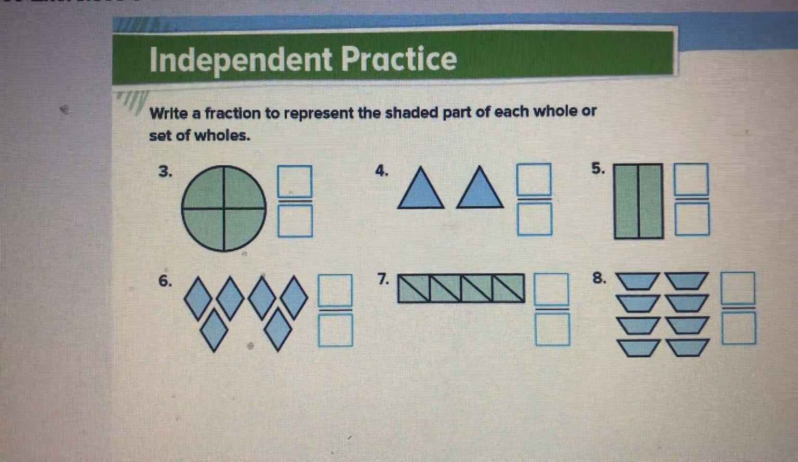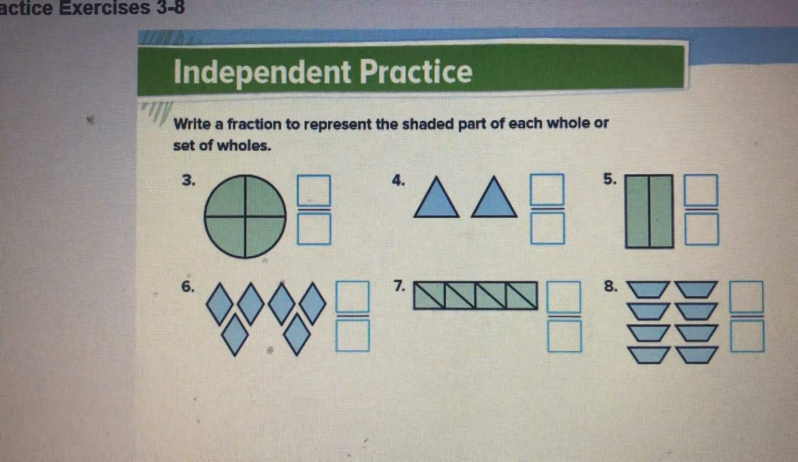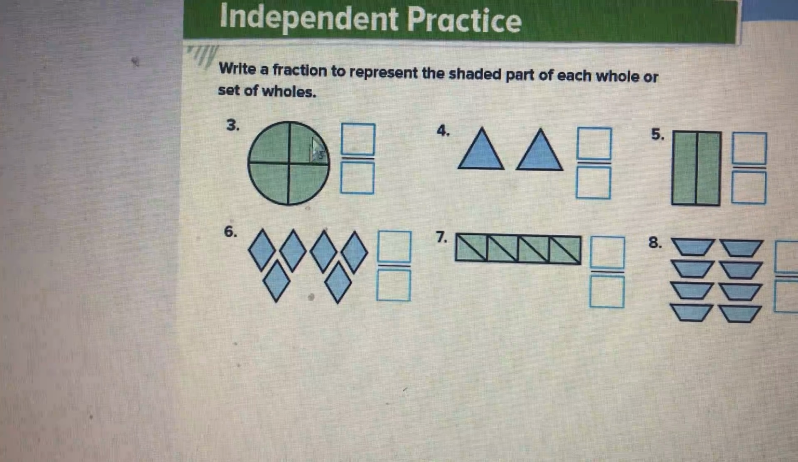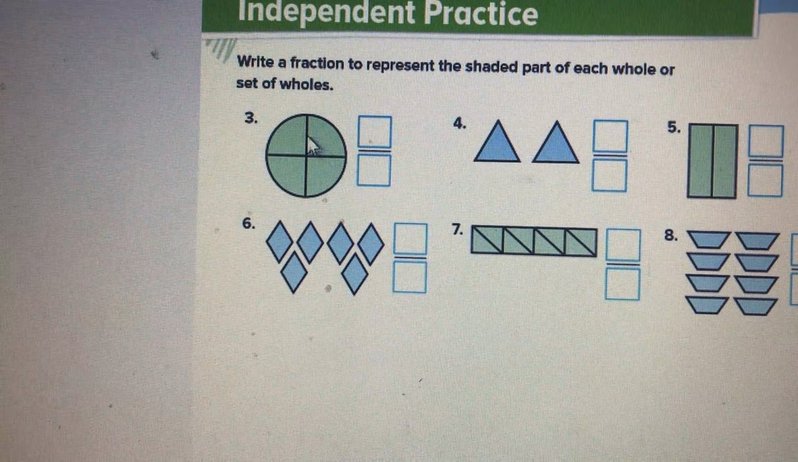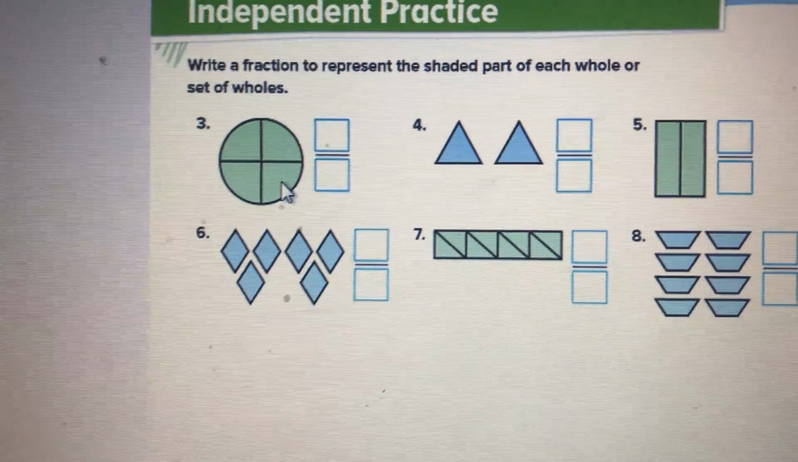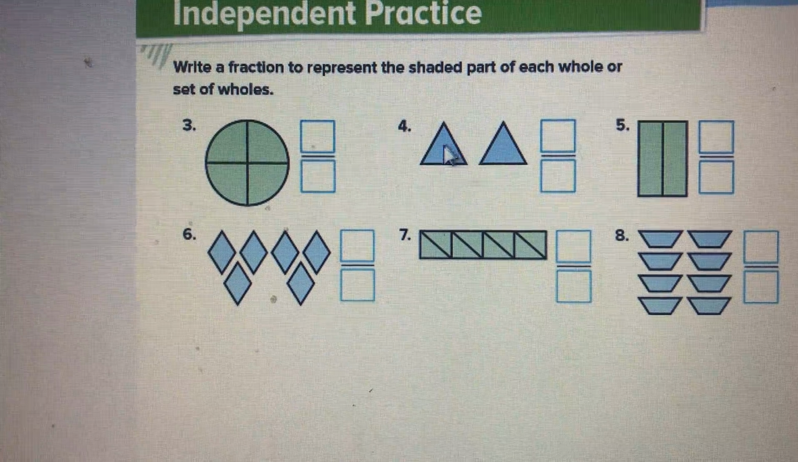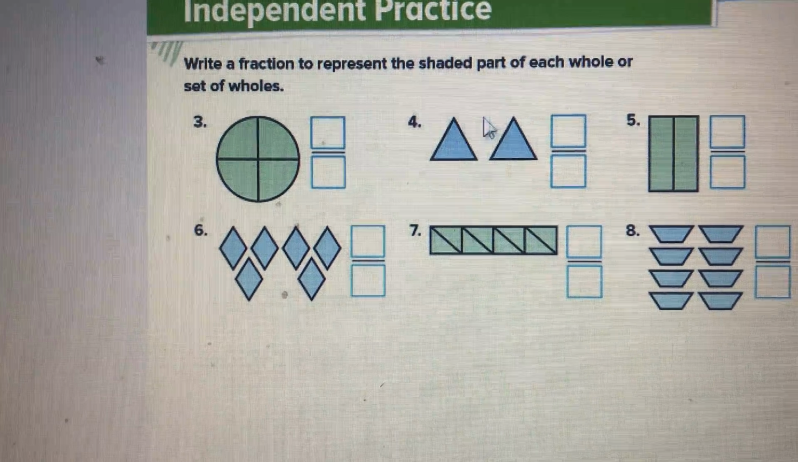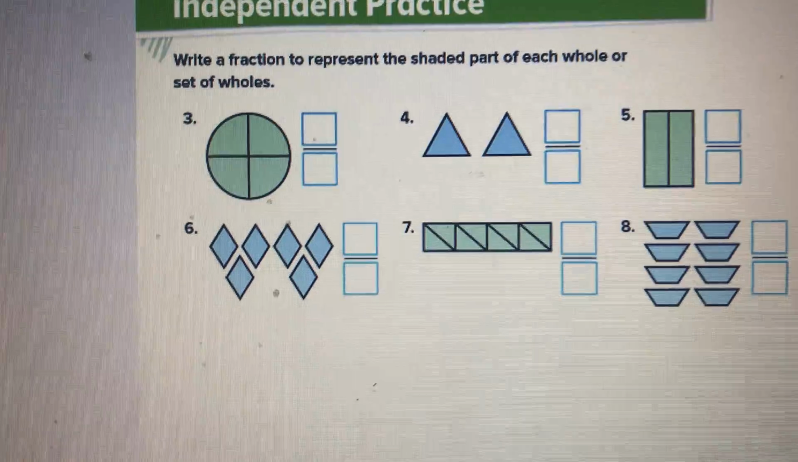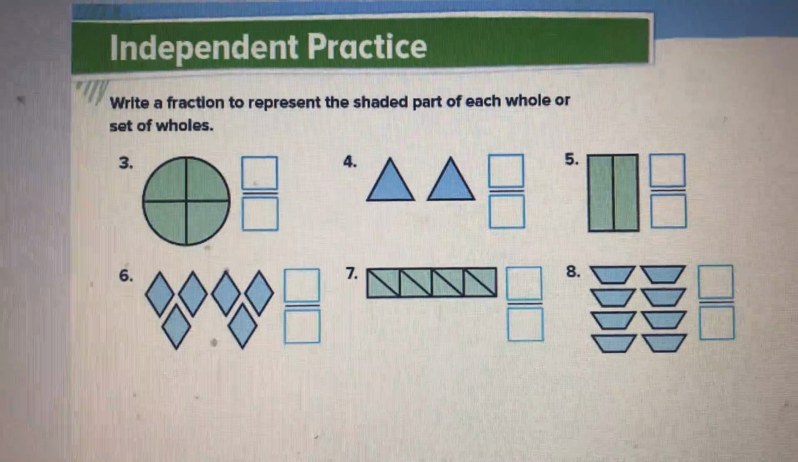All right, write a fraction to represent the shaded part of each whole or set of wholes. So we know this is going to be the same numerator and denominator. It would be 4 out of 4, correct? Okay, but look at this one. These are 2 separate ones. How many are shaded? 2 over 1. Okay, go ahead and take a second and see if you can do 5, 6, 7, and 8.